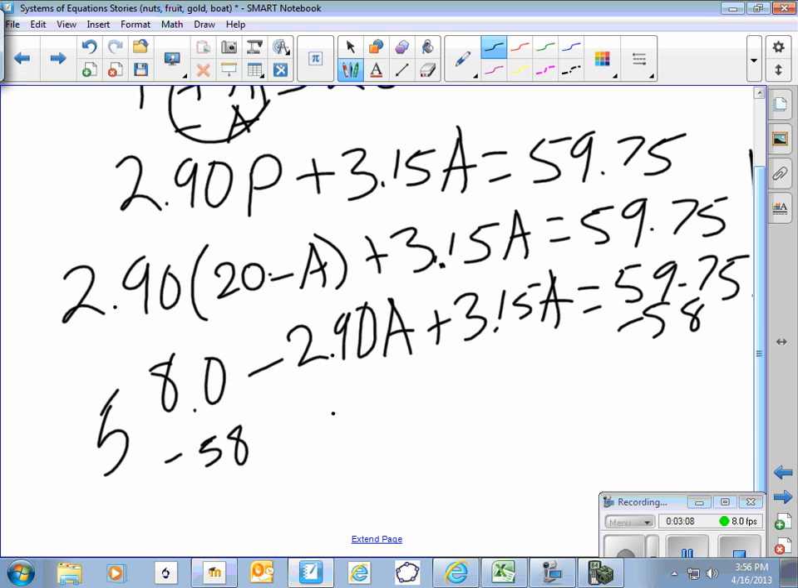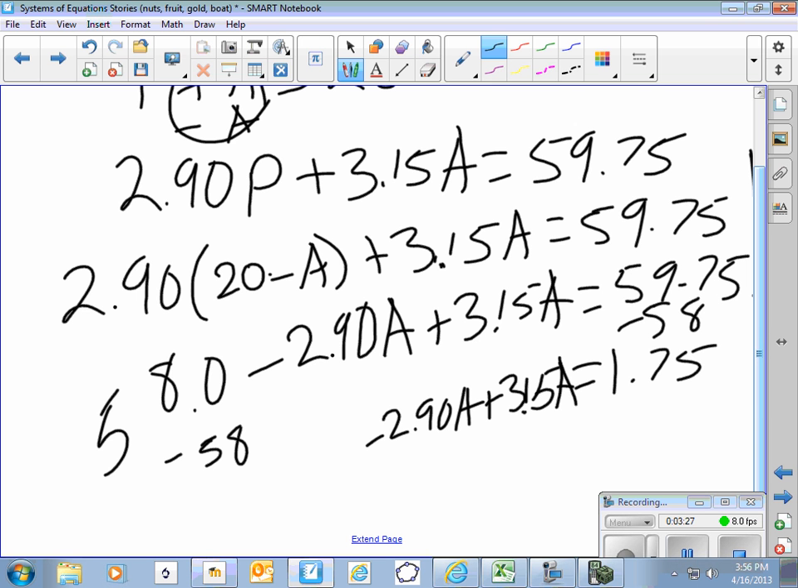So that is $1.75. And that equals a negative $2.90 plus $3.15 per pound. That's the number of apples, the pounds of apples. So 315 minus 290 would be 25 cents per pound times the number of pounds of apples equals $1.75.